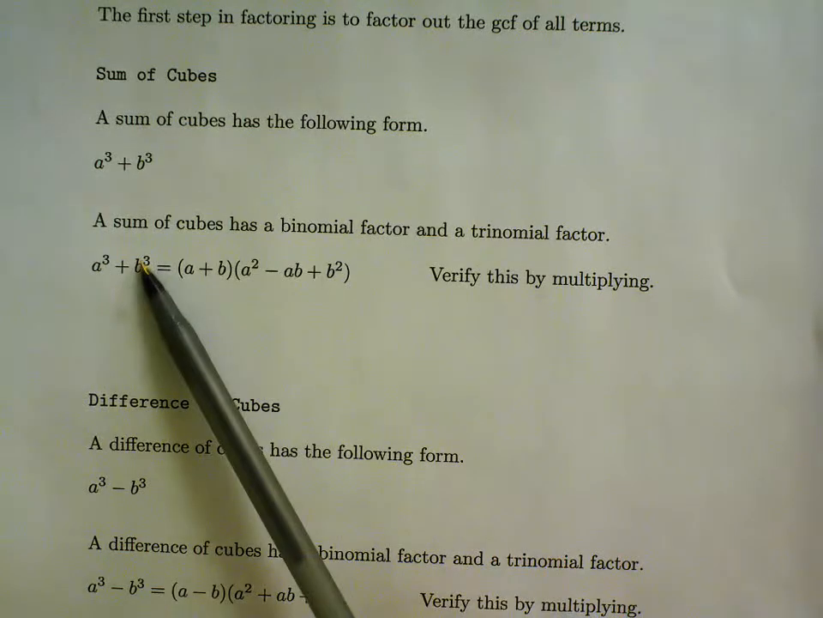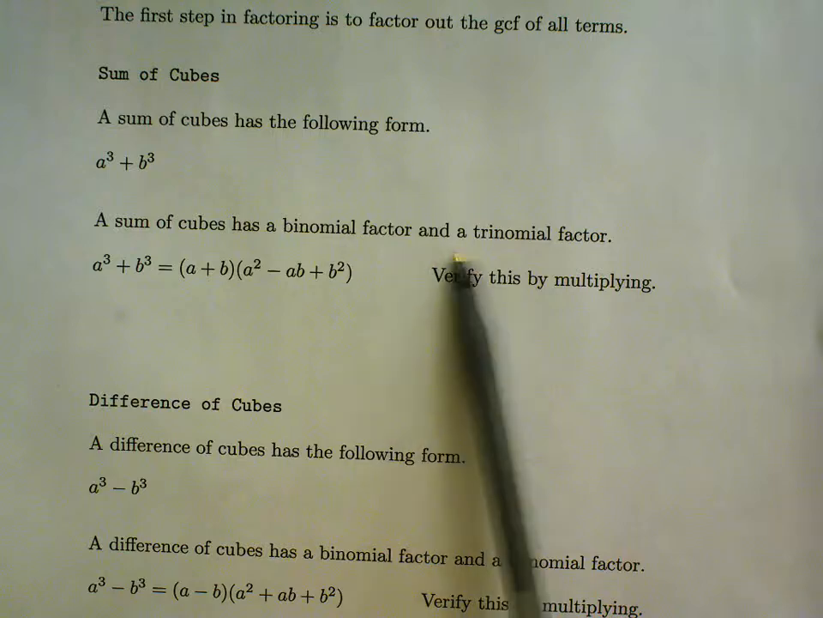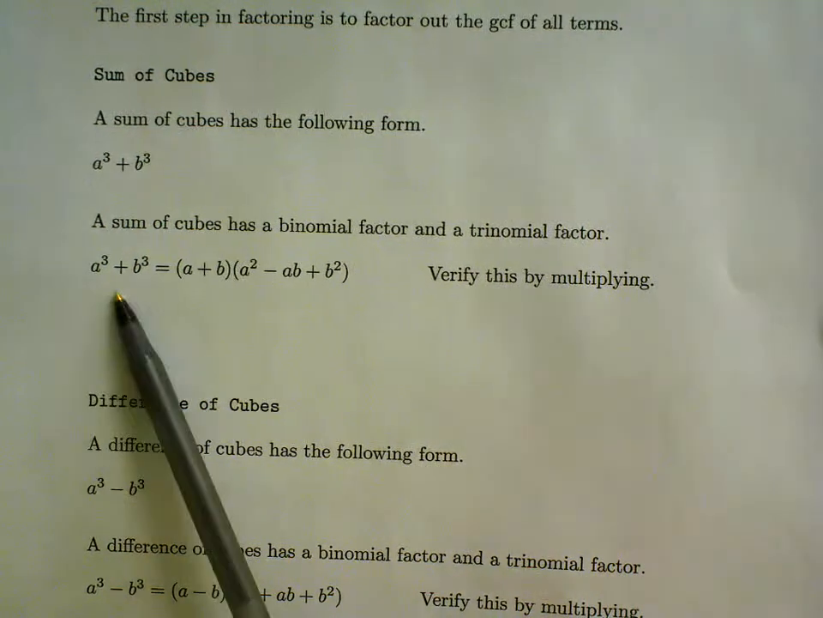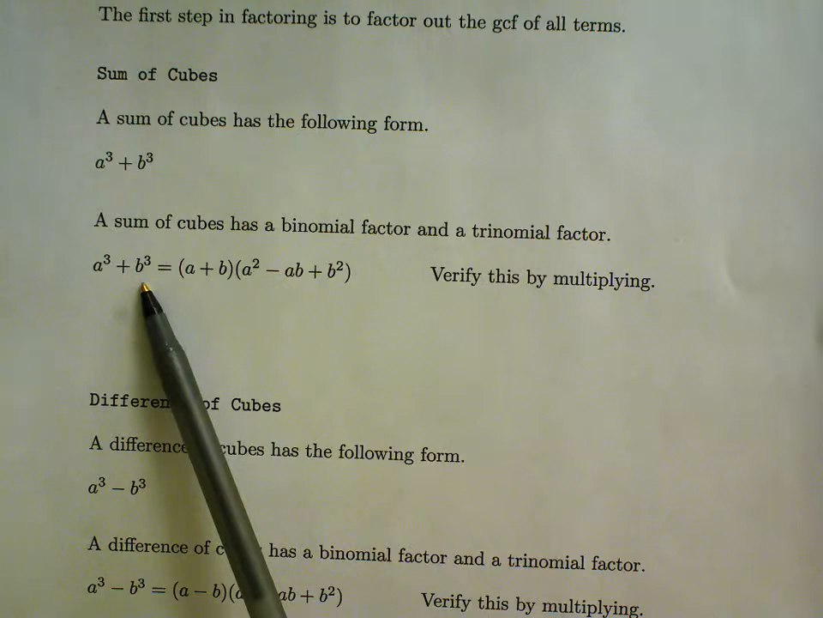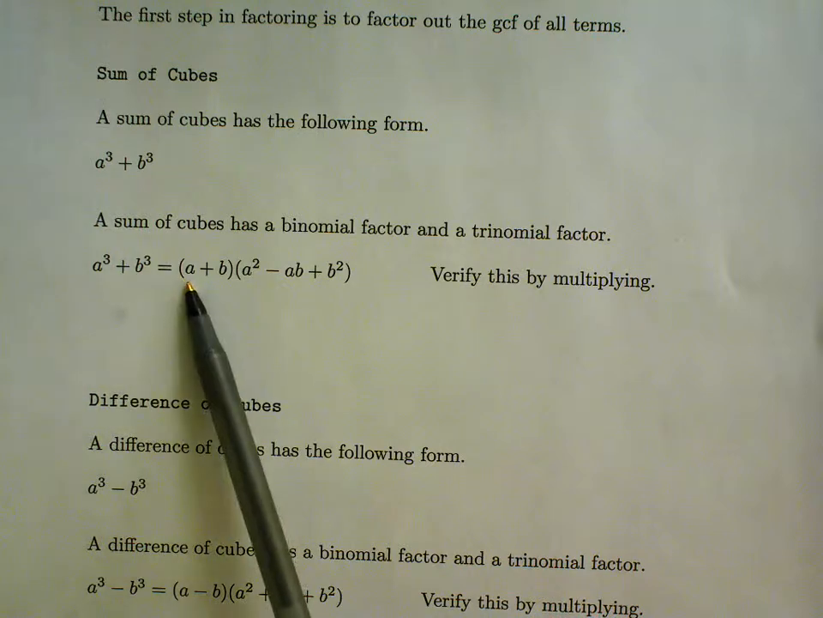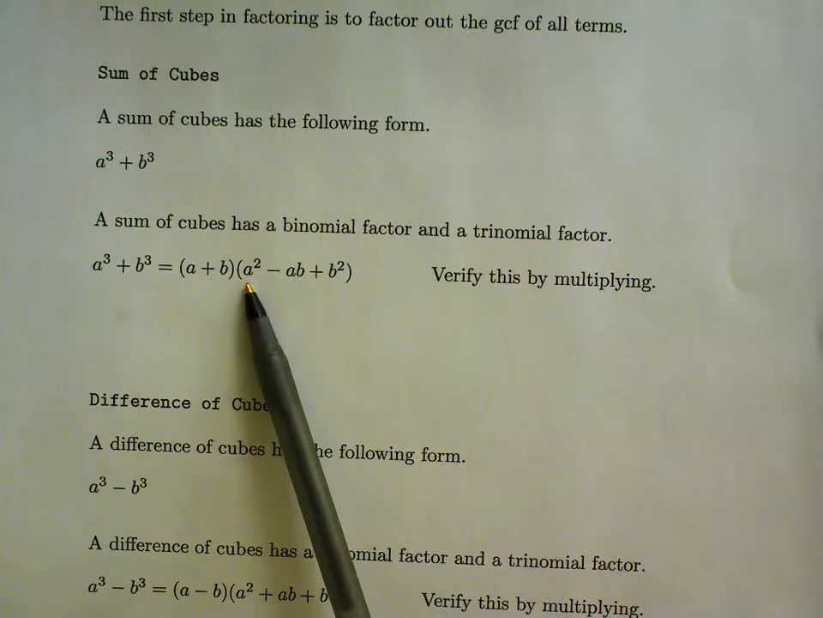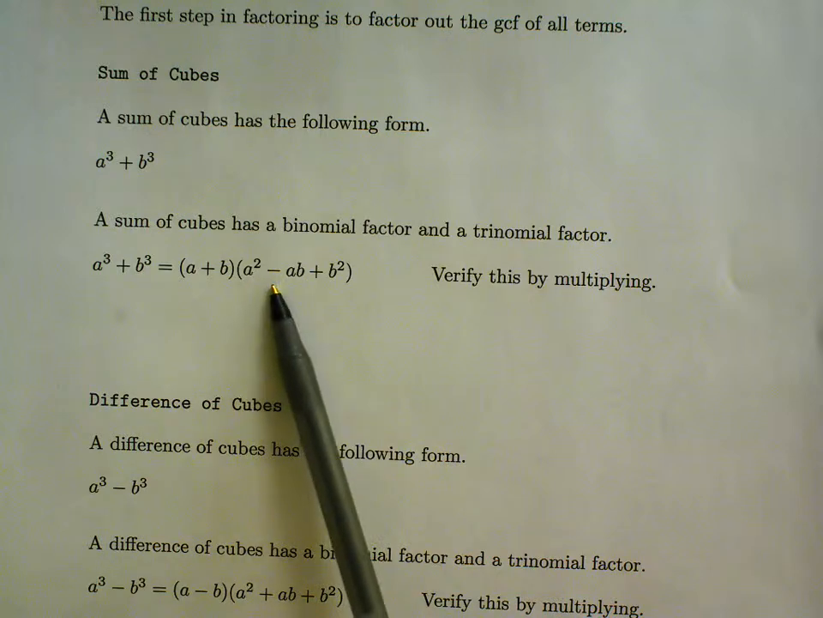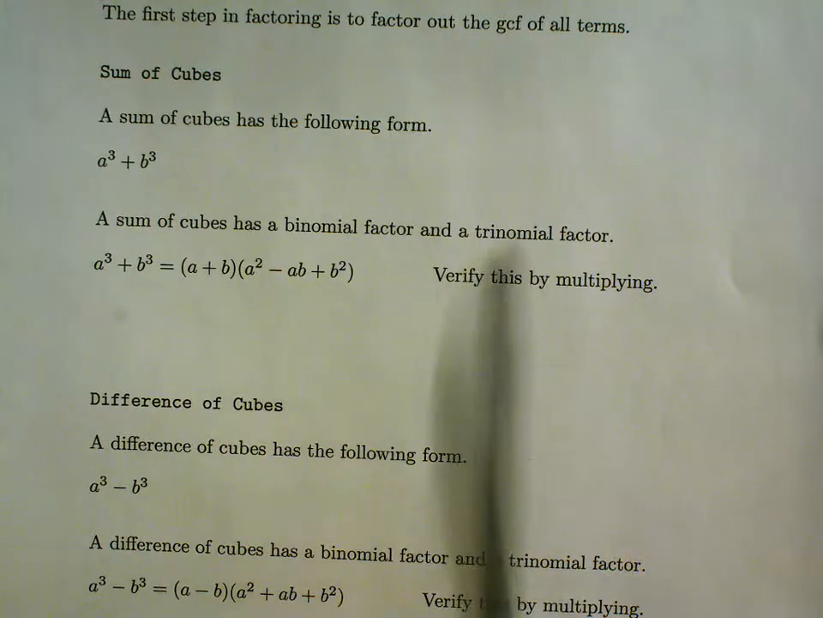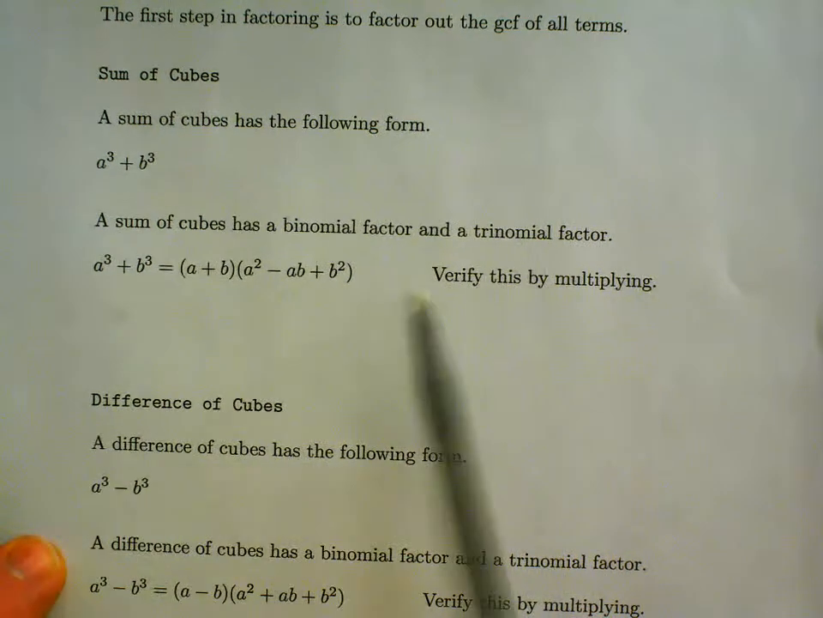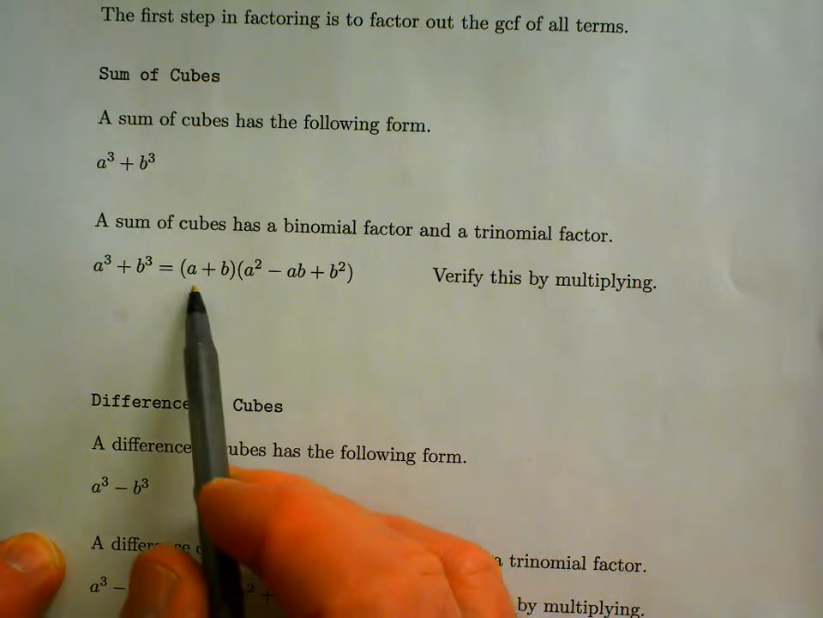A sum of cubes has a binomial factor and a trinomial factor. So if you have something of the form a to the third plus b to the third, the binomial factor is a plus b, and the trinomial factor is a to the second minus ab plus b to the second. So we can verify this by multiplying. So we'll do that here.